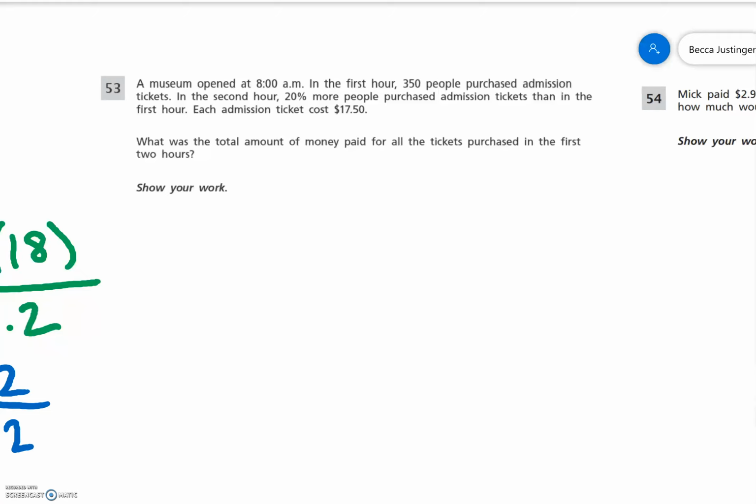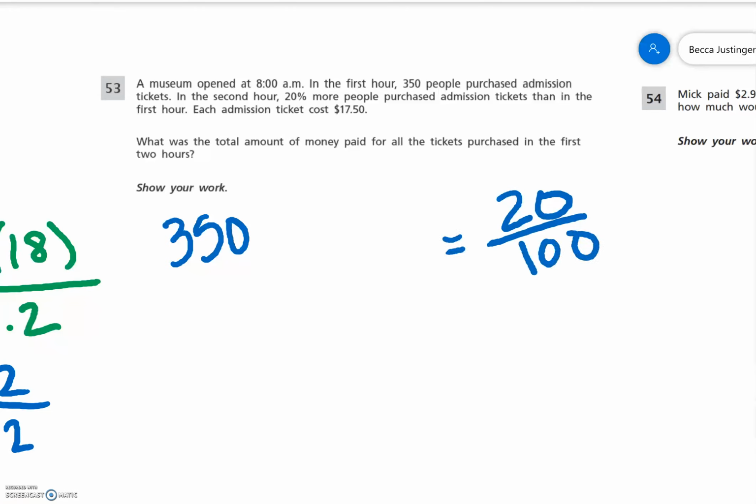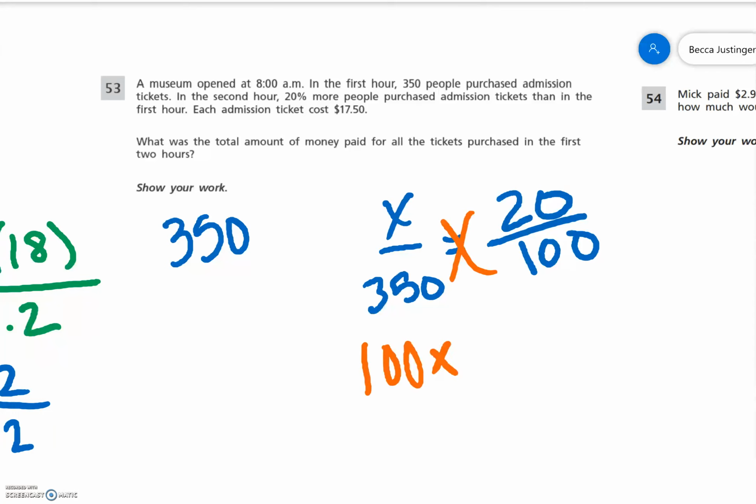So in the first hour, we know we have 350, but we've got to figure out how many tickets were sold in the second hour. In the second hour, there are 20% more people. So I'm going to do 20%, 20 over 100, and I want to find out what is 20% of 350. So I cross multiply, x times 100 is 100x. 350 times 20 is 7,000, so 100x equals 7,000.